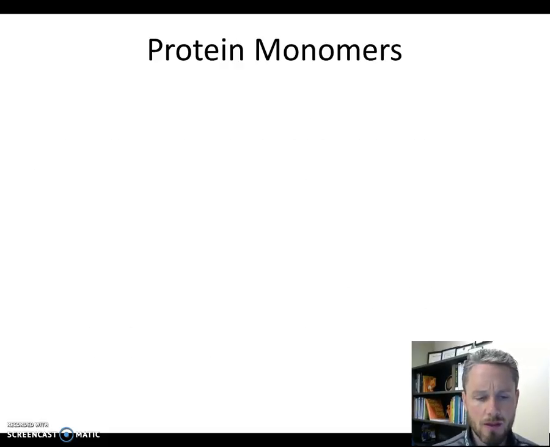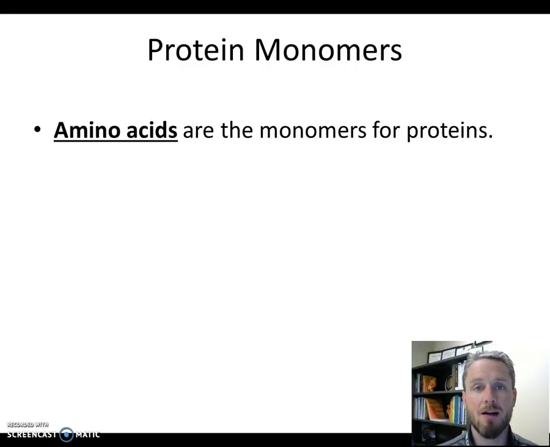Okay, so let's think about what we make proteins out of. Just like all the biological macromolecules, they are polymers. Again, poly just means many. Mers is like units. So we want to think about what are the individual units, the monomers that we make the protein out of. So protein monomers are these things called amino acids. Amino acids are the monomers for proteins.